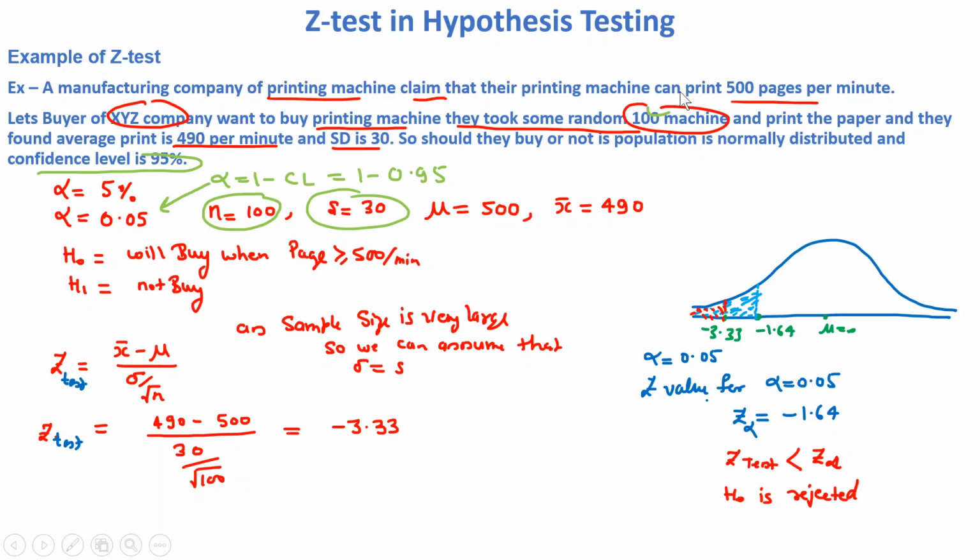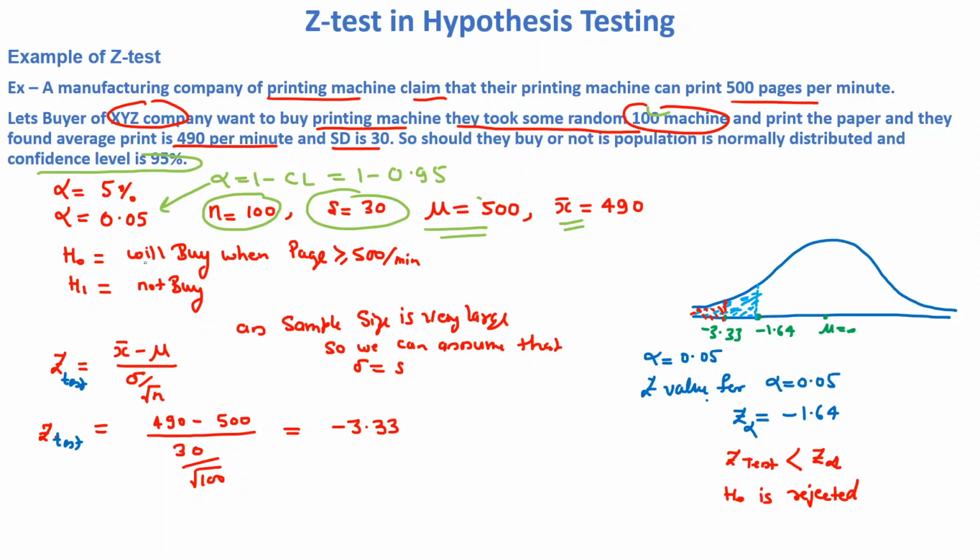The printing machine can print 500 pages per minute. It means the average printing, the population mean, is given as 500, and the sample mean is 490. We have been given 490.